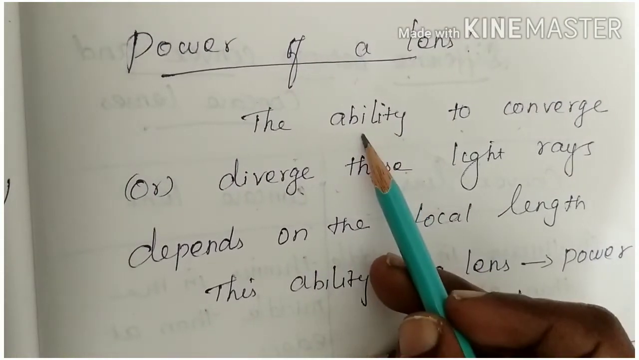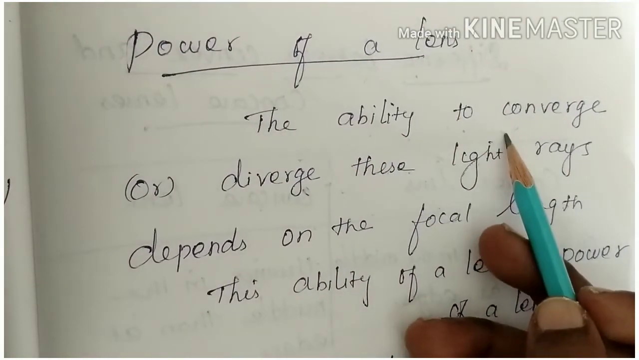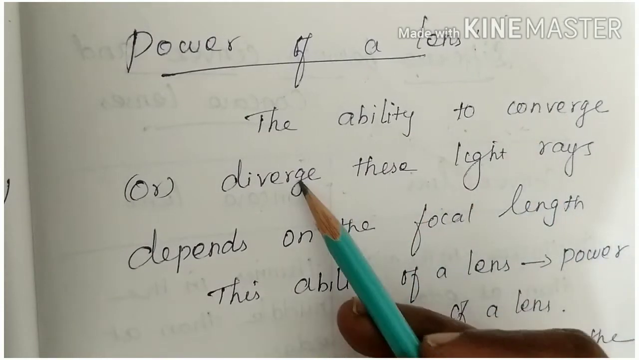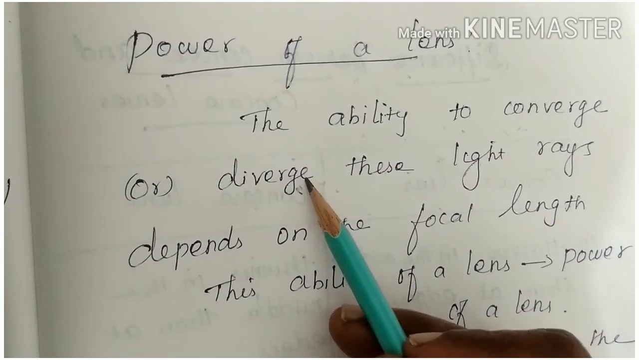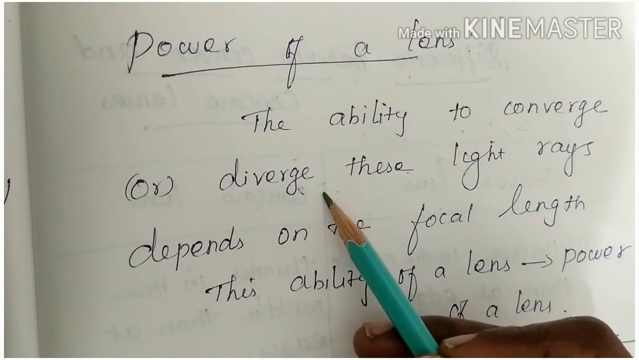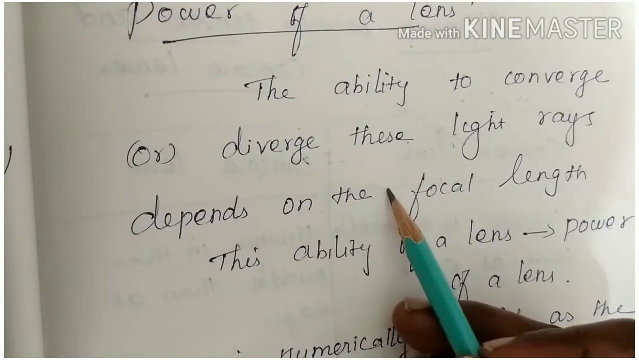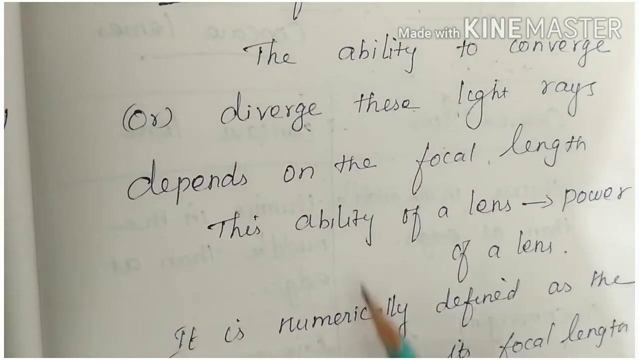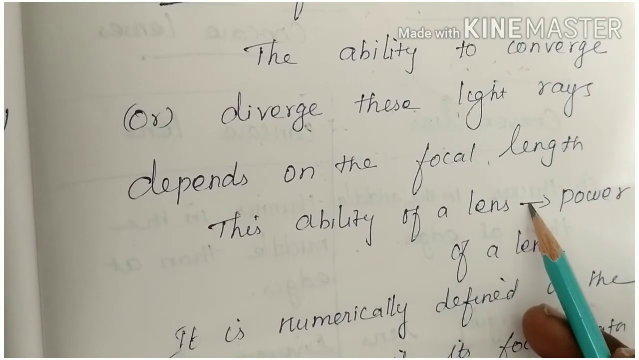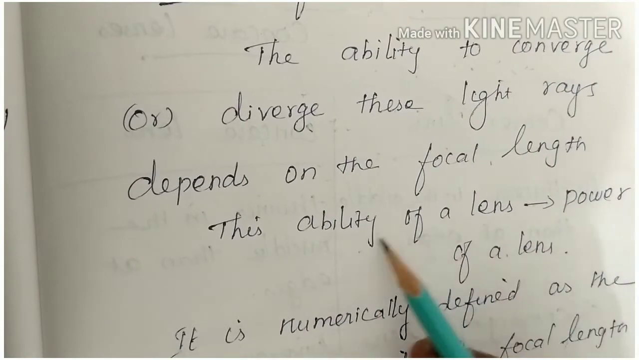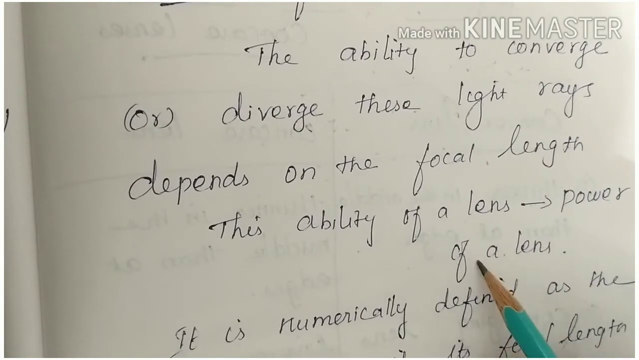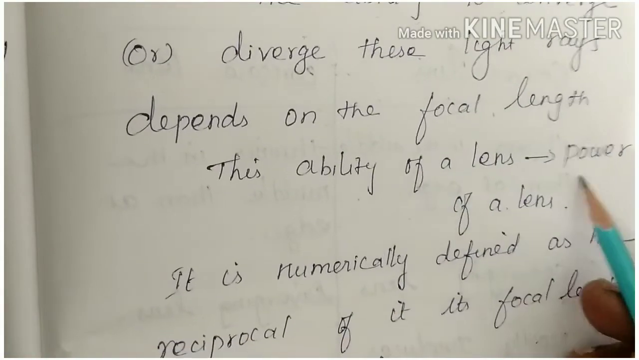The ability to converge, because a convex lens is a converging lens, and a concave lens is a diverging lens. So the ability to converge or diverge the light rays depends upon the focal length. That ability of a lens to converge or diverge is called the power of a lens.